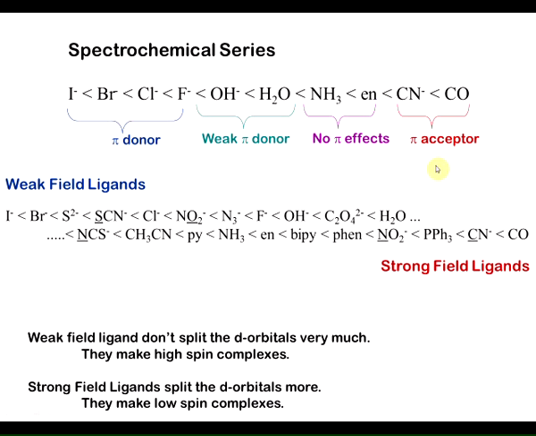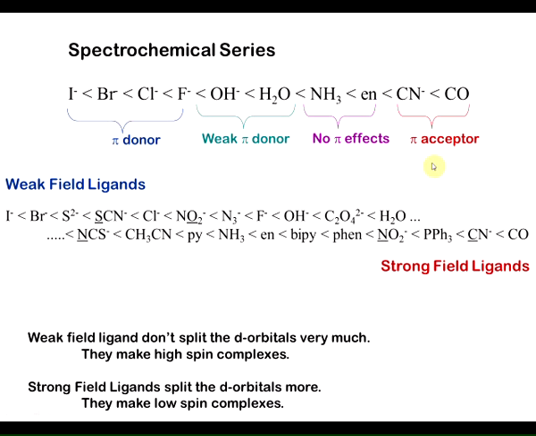Now, if you were to need something more complex that shows things within that series, so maybe like ethylenediamine is a stronger field ligand than amine, that's not something I think is important to memorize. If you needed that kind of information, I would give you this more expanded series. But you should have a good idea that pi donors are weak field ligands, and we increase the ability of those ligands to separate these d orbitals with the weak pi donors, then the ones with no pi effects, and then the ones with pi acceptors.